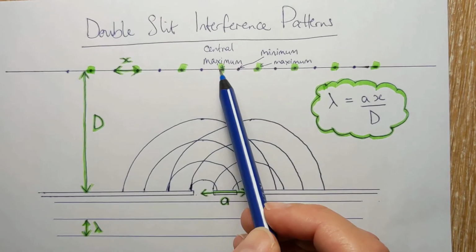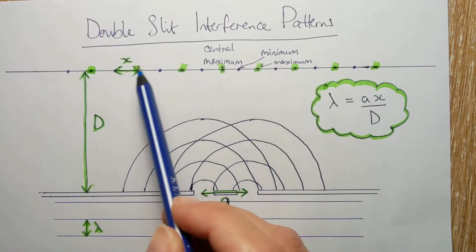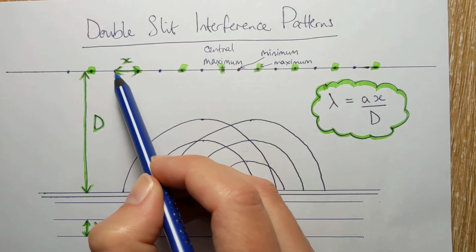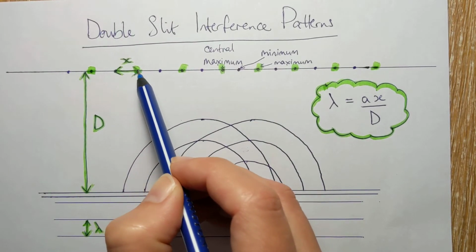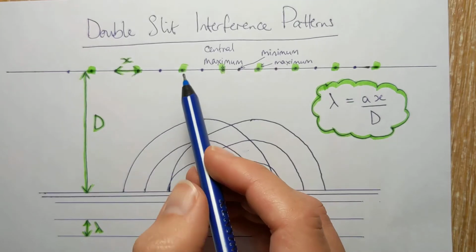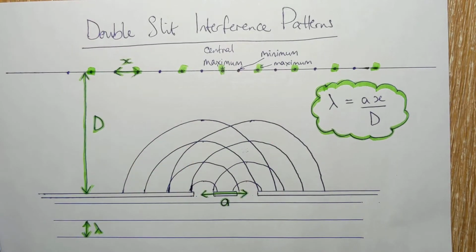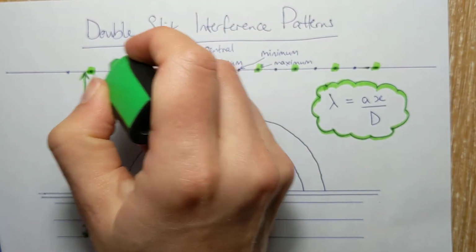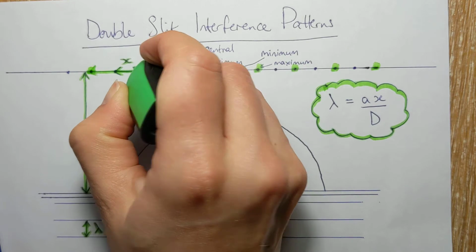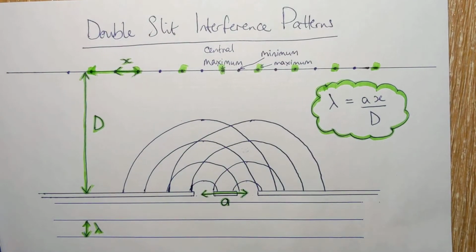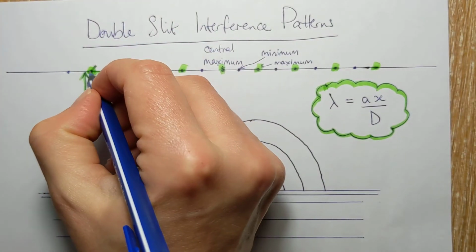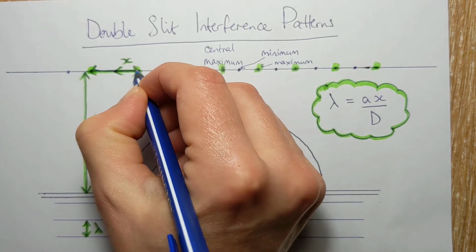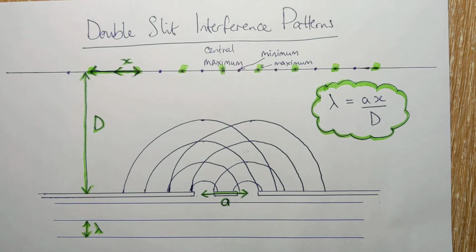So these maxima and minima are often called fringes. And if you go from the centre of one maximum to the centre of the next maximum, so I've drawn this wrongly, I do apologise. From the centre of one maximum to the centre of the next one, so that's a maximum, that's a maximum. There we go. From the centre of one maximum to the centre of the next maximum, that is the fringe separation X.